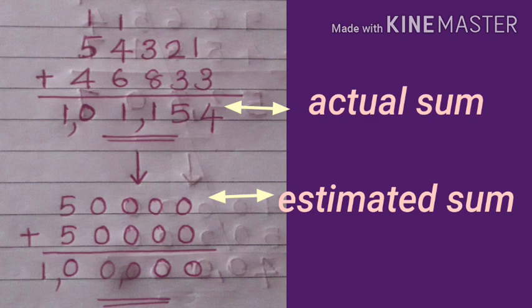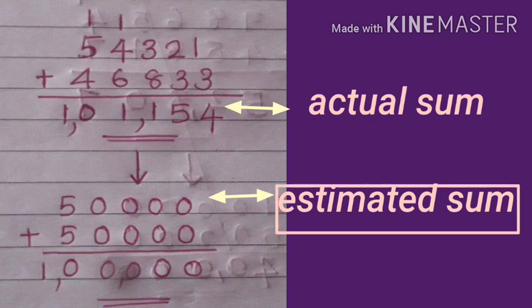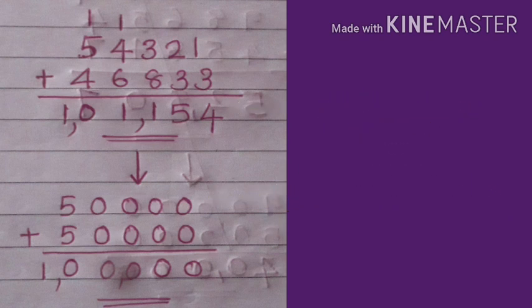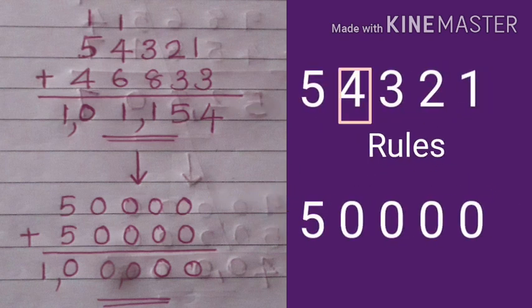Then we go to the estimated sum, estimating in the 10,000s place. To estimate in the 10,000s place, we look at the thousands place. If the thousands place is 5 or more than 5, then increase the digit at the 10,000s place by 1 and the remaining digits in the thousands, hundreds, tens and ones places are 0. If the digit at the thousands place is less than 5, then replace the thousands, hundreds, tens and ones digits by 0, keeping all the other digits the same.